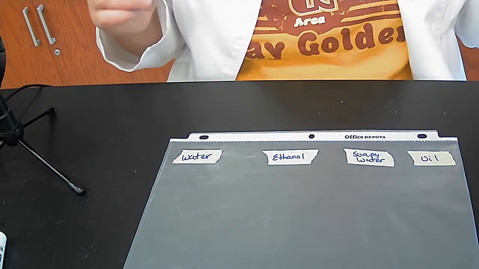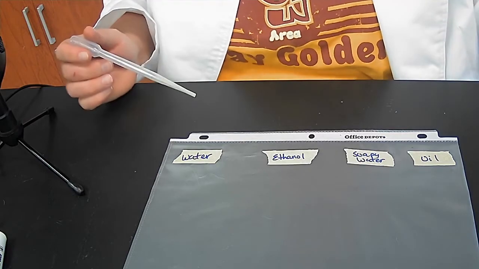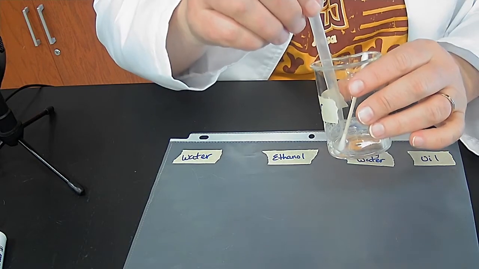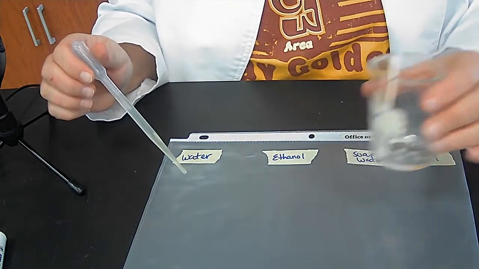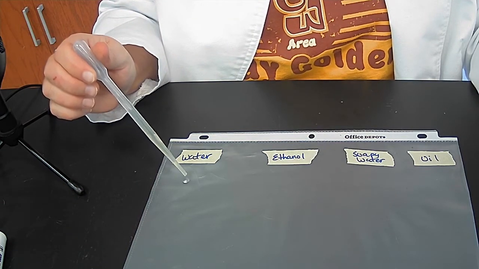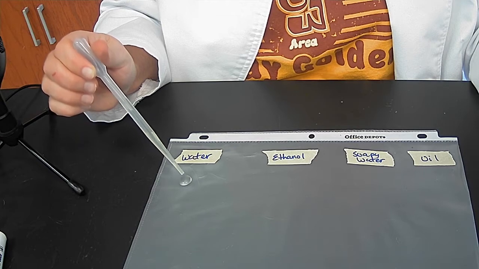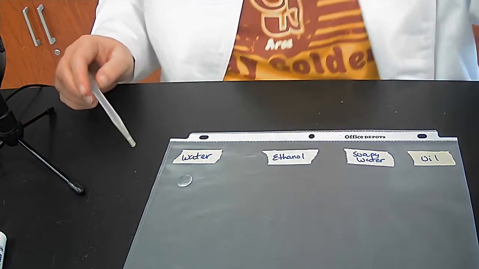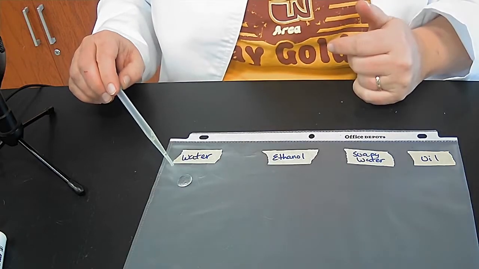All right, let's go ahead and get started. The first thing I'm going to do is about 10 drops of each. I've got my water here, and I'm going to drop it in here. 1, 2, 3, 4, 5, 6, 7, 8, 9, and 10. You can see that the water is not spilling, right? It is making a little hill, if you can see that.